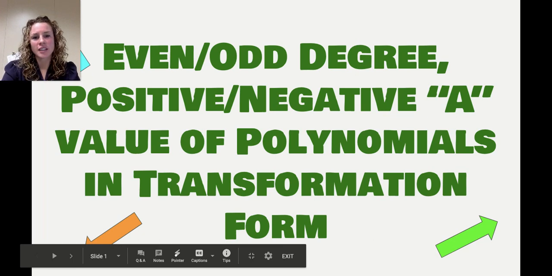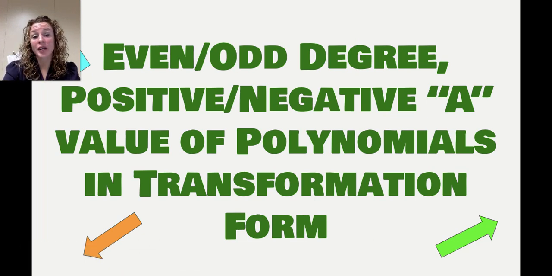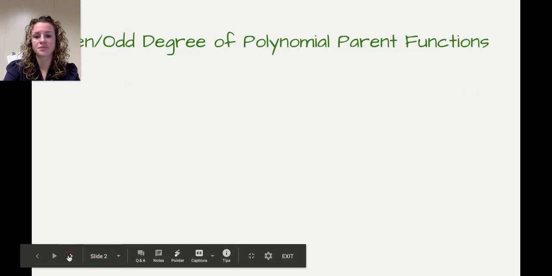Hello, Mrs. Allison here. Today we're going to look at even and odd degree and the leading coefficient of a polynomial, whether it's positive or negative, that would be your a value, in transformation form. So first we're going to look at even versus odd degree.